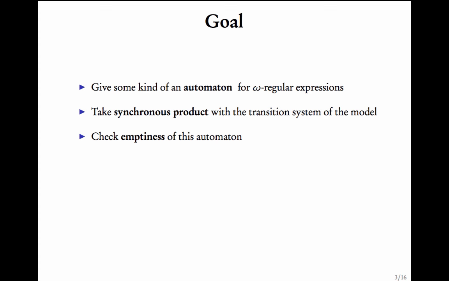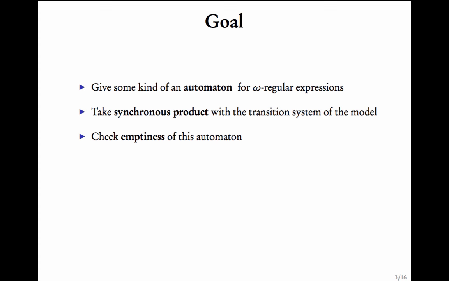Remember, when we were checking regular safety properties, we had our property in the form of an automaton, and then we took a synchronous product with the automaton representing the transition system. We moved all the labels to the edges and then made all states accepting, if you remember, and then we took a synchronous product. Once we did this, we checked for the emptiness of the product.